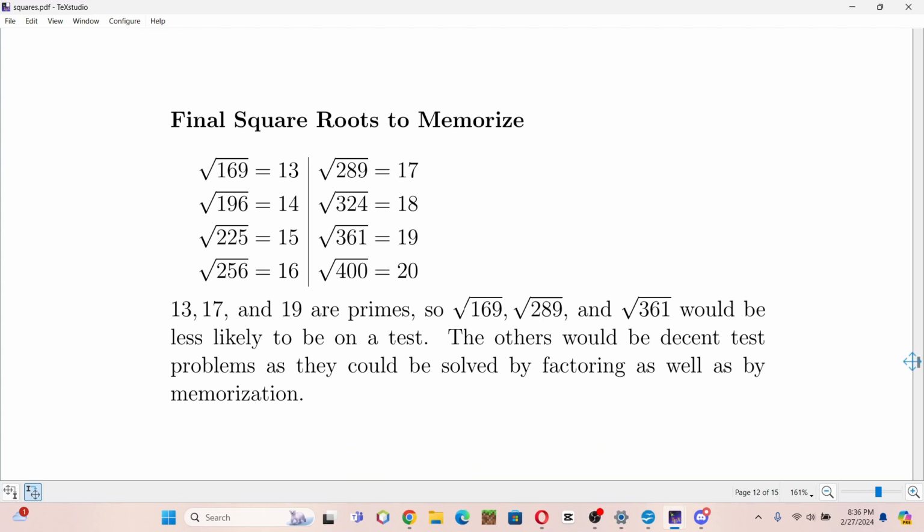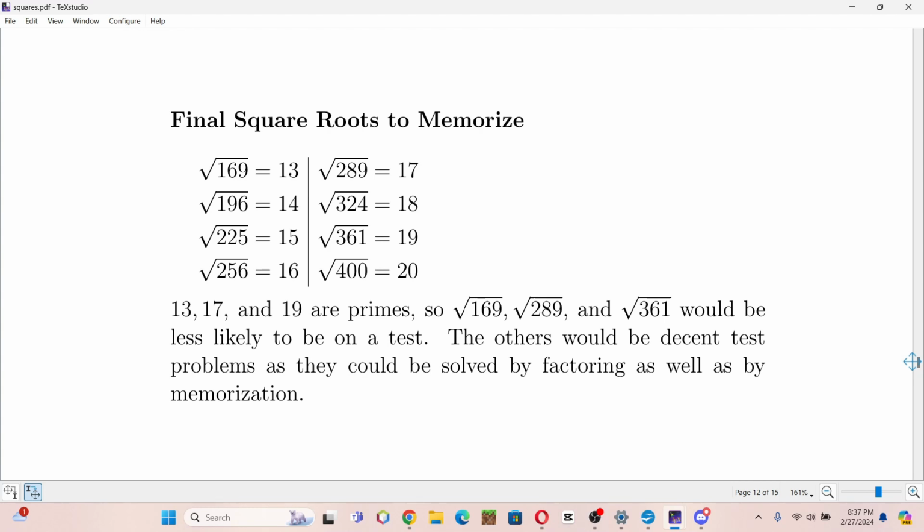Root 169 equal to 13, root 289 equal to 17, and root 361 equal to 19 have to be memorized. This is because 13, 17, and 19 are primes. Root 225 equal to 15 can be done by factoring out a 25 from the 225 first, not too bad. And root 256 equal to 16 is a matter of factoring out lots of 2's from 256, since 256 equals 2 to the 8. Quicker to memorize in both cases, a bit of work if not memorized.